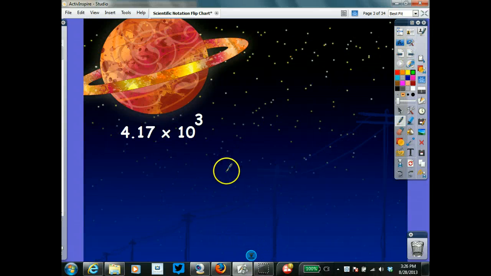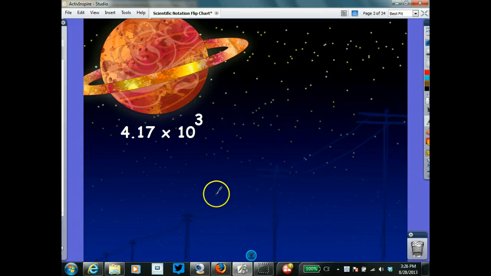Alright, let's try just a couple, and then we'll move on to the next. If I have 4.17 times 10 to the third power, well, in this case, I have 4.17. That tells me positive exponent. That tells me how many spaces I need to move that decimal. So I go 1, 2, and I have one more spot, 3. So I have 4,170 would be the standard form.